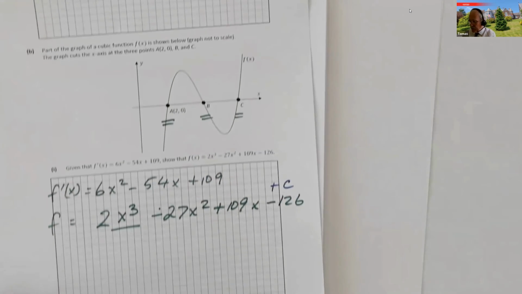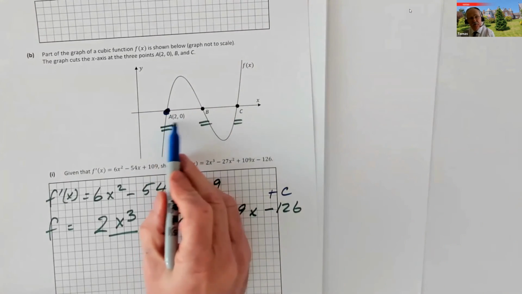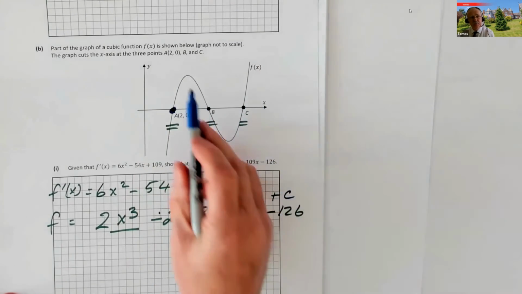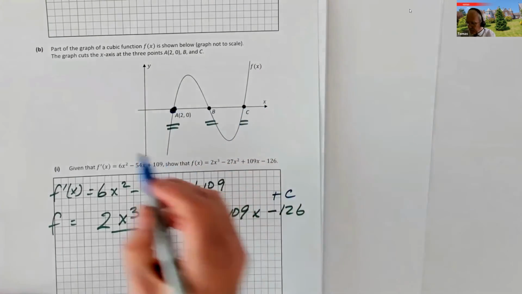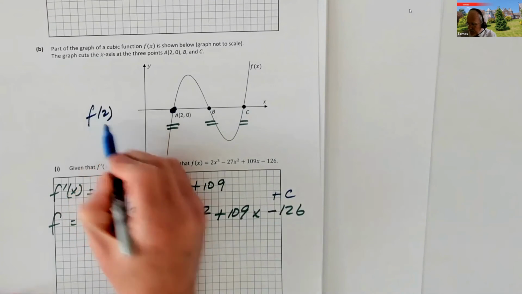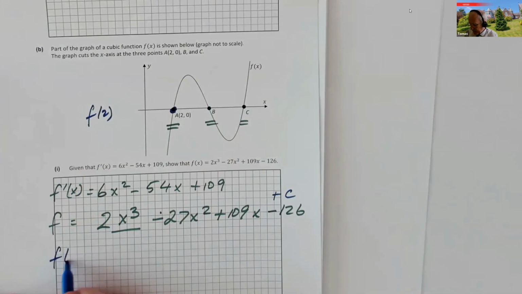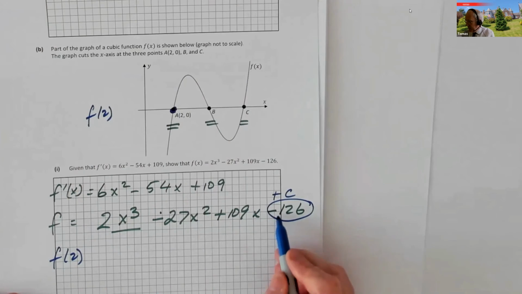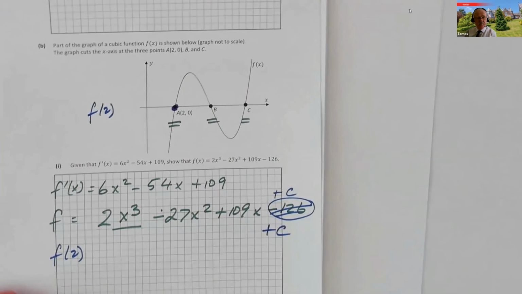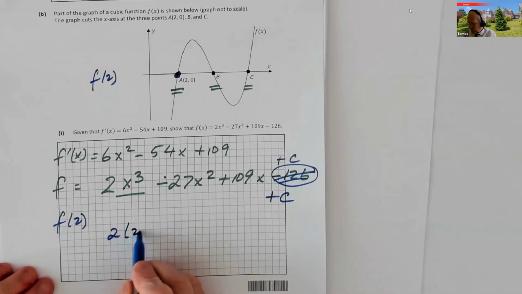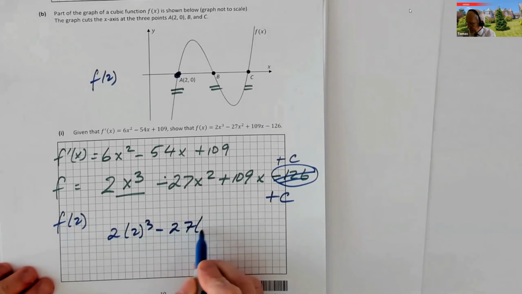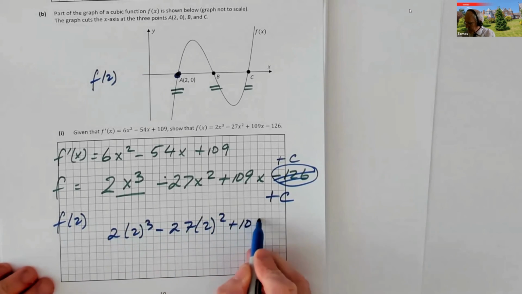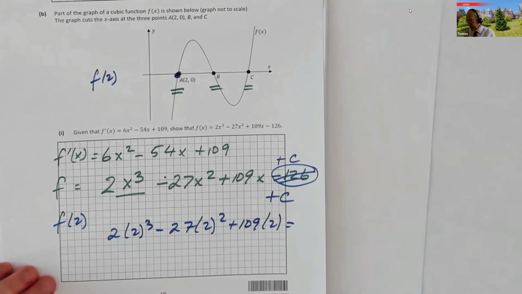But you know that the point 2, 0 is on the curve. So if the point 2, 0 is on the curve, then you know that f of 2 is equal to 0. So when you put in 2 for x here, you'll get it equal to 0. And then you can find out what this magic number is there. At the moment you might have said that was plus c. But 2 times 2 cubed minus 27 times 2 squared plus 109 times 2 would be equal to something. Plus c would be 0. You'd be able to find out what the c was.